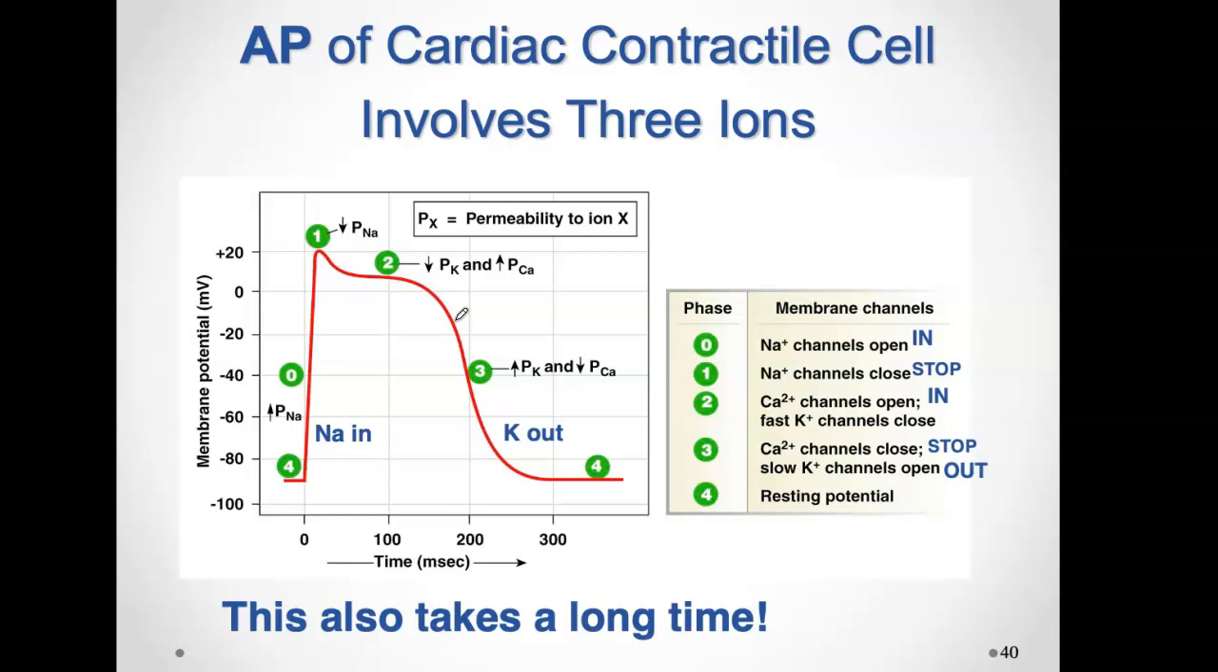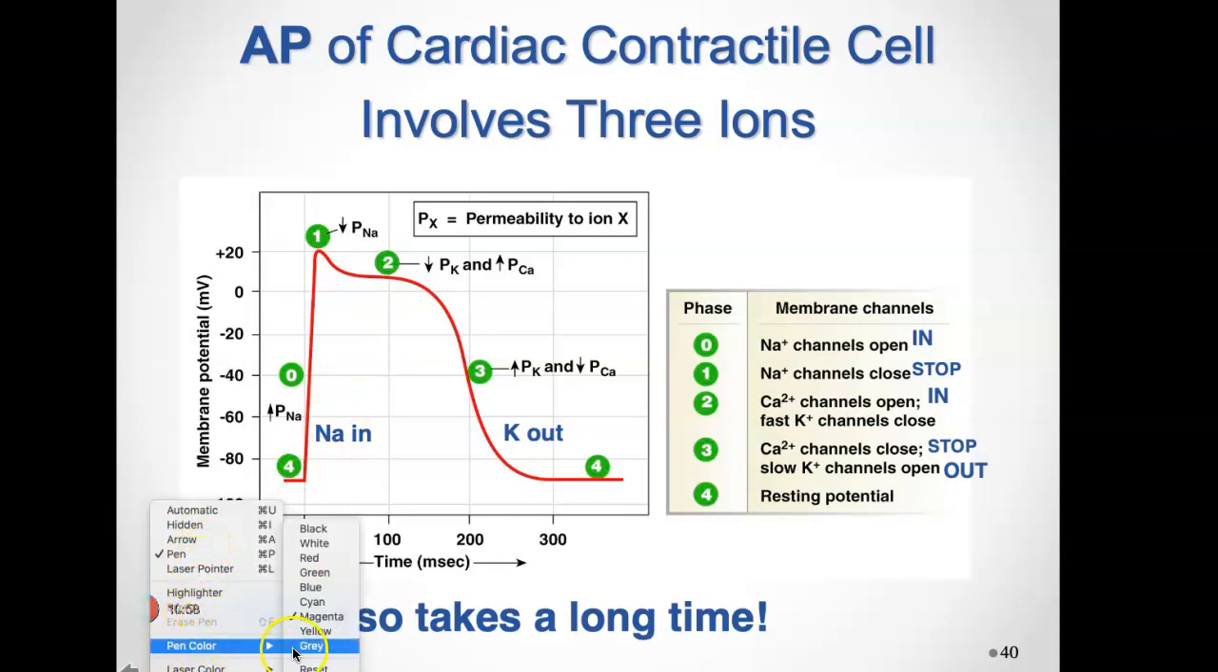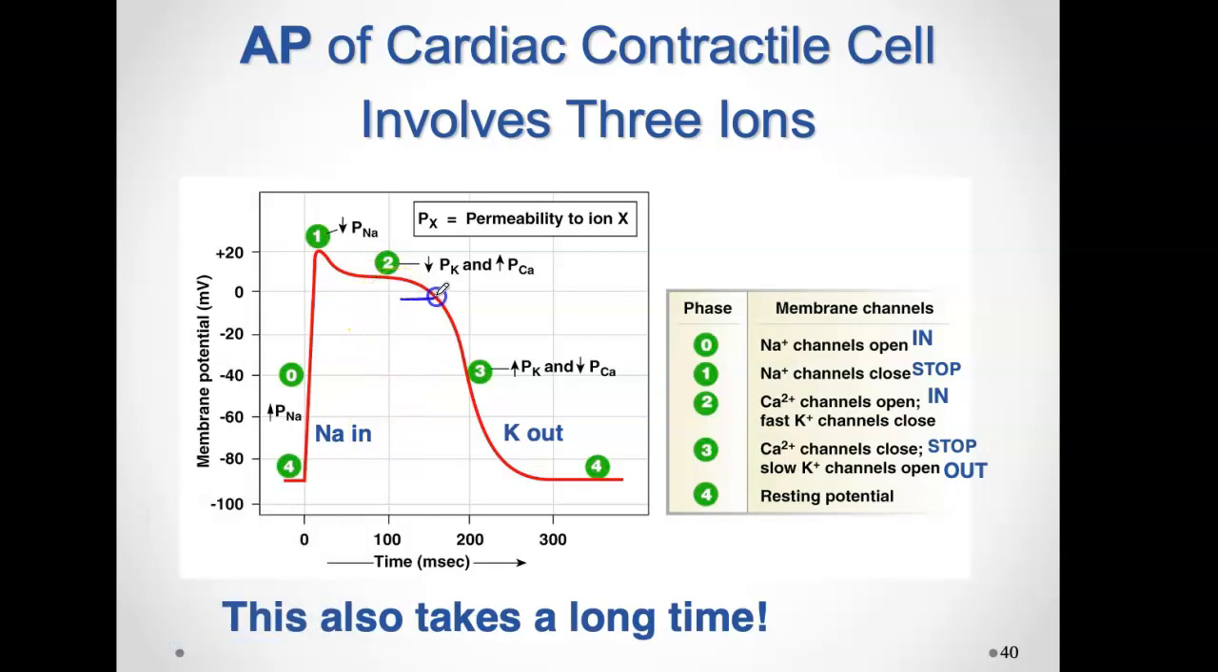So the action potential of the cardiac contractile cell involves 3 ions, and it doesn't look anything like the other 2, right? Look what happens here. It sort of shoots up, and then it has a plateau, and then it shoots back down again. So what's really different here, let me change the color of my pen. What's really different is this section, because the other is sort of similar. It goes up and then it goes back down again. But this section here is very different.